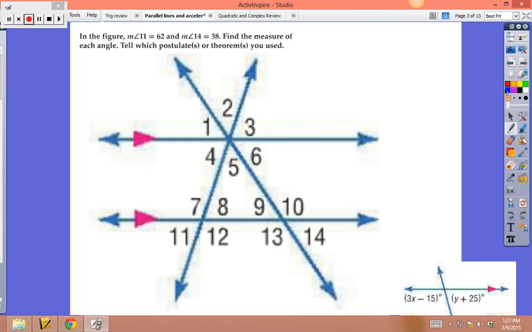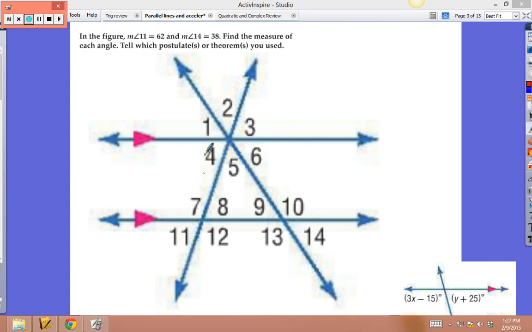Okay, so I'm going to fill in what they give me. Measure angle 11 is 62, so that is 62 degrees, and then 14 is 38. Can we fill in all of the rest?